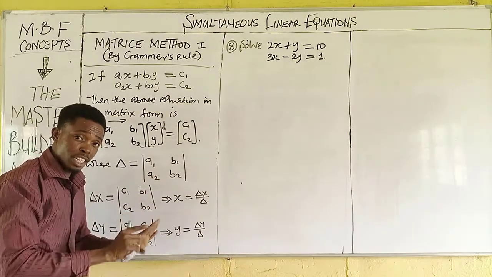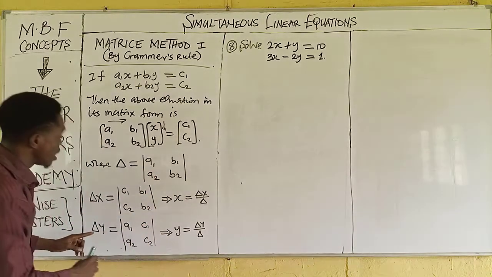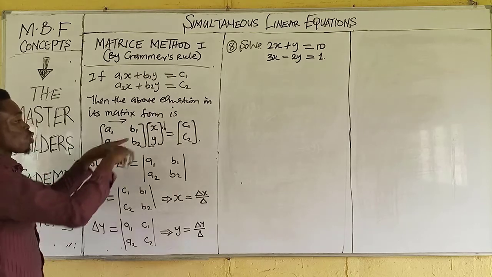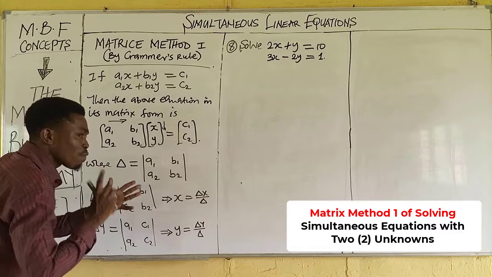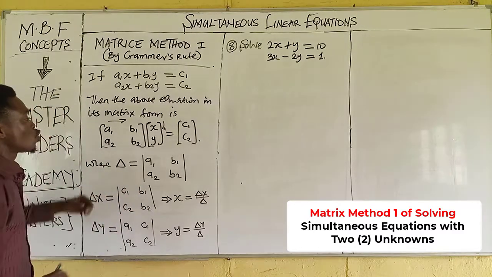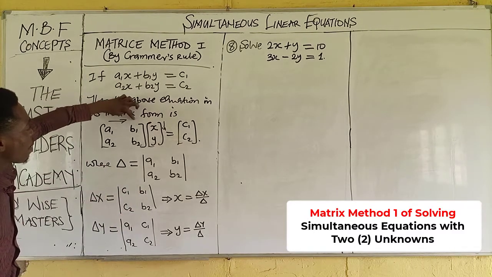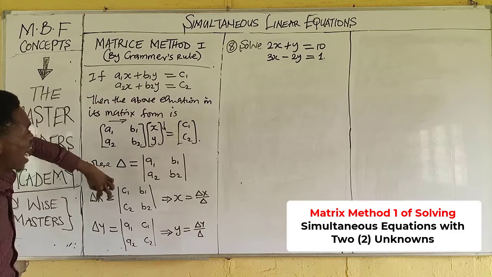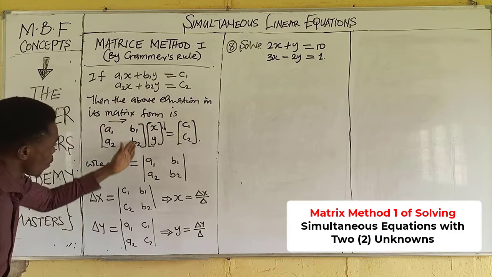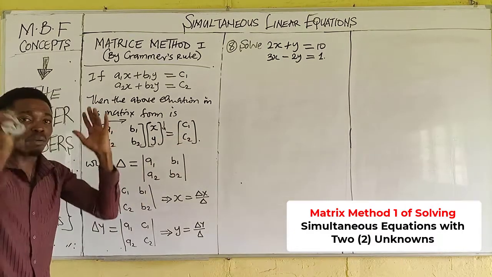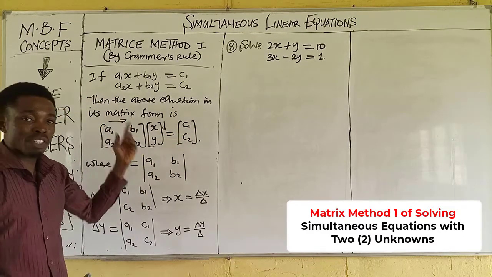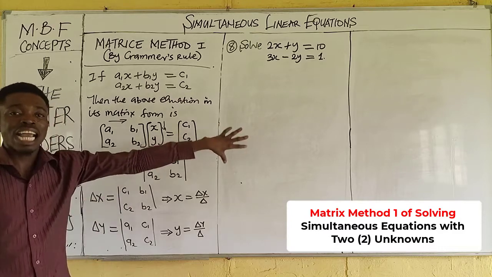When we start implementing this, we will understand it very well. Then secondly, if I now made up my mind that I want to find y, I need to also find the determinant with respect to y. And to find the determinant with respect to y, I will replace the coefficient of y with this constant here. So this second column here will now be replaced with this constant because I want to find y. So if I want to find x, I will replace the coefficient of x with the constants I have at the right hand side.